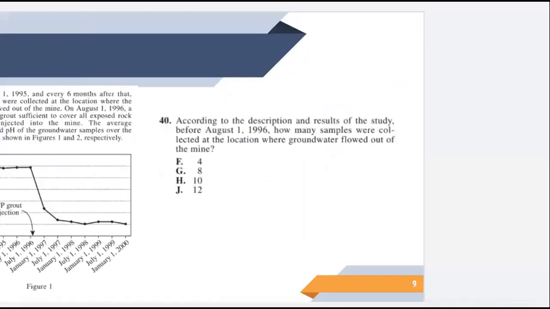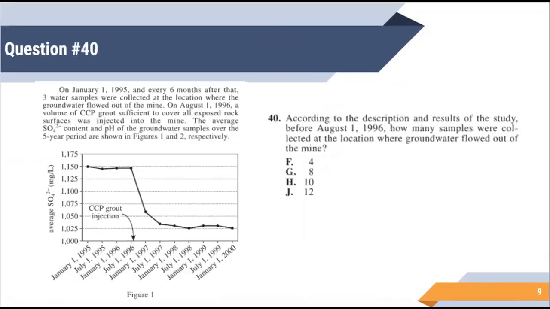All right, number 40, our last question. You did it. According to the description, the results of the study, before August 1st of 96, how many samples were collected? Let's find August 1st, 96. Here is July. So August 1st, 96 must have been when they added the grout. How many samples were collected before? So you've got this time, this time, this time, and this time. 4 dates that they collected it at. And they tell us they take 3 samples at each date.